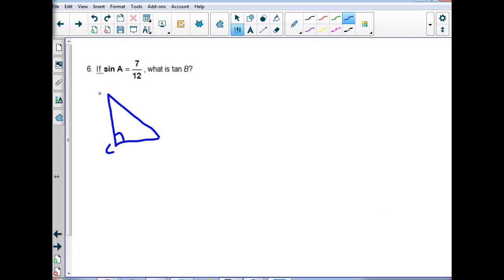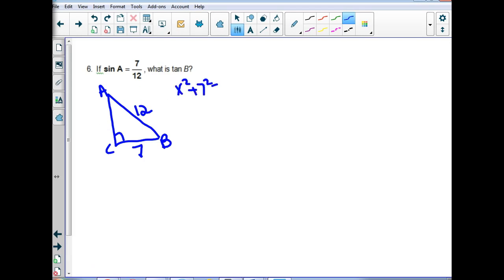with a right angle C, an acute angle A, and acute angle B. Sine of A is 7/12. Sine is opposite to the angle, 7, opposite side on CB, and hypotenuse, so that would be 12. I need to find out the missing leg so I can do the tangent of angle B. So let's just call it x.